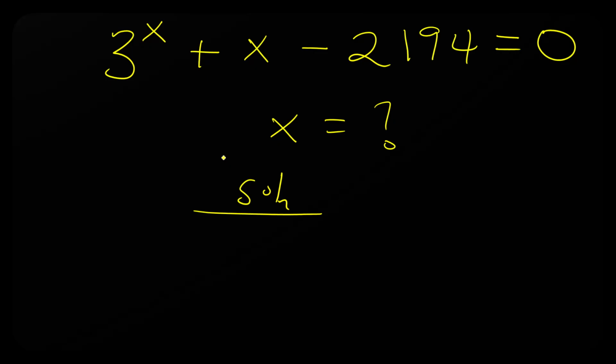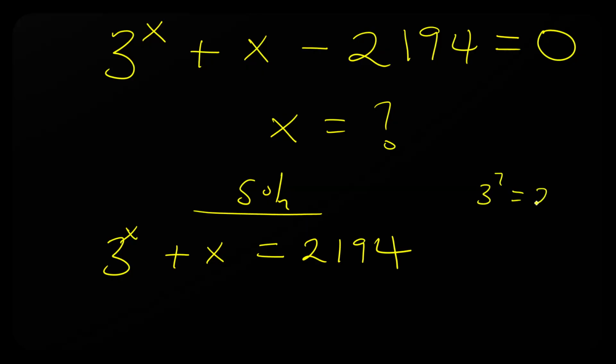All right, now we all know that by inspection, 3 to the power x plus x. Now let's send this one to the other side, 2194. By inspection, if you plug in 7, 3 to the power 7 is 2187 plus 7. So if I add 7 here, it will be 2194, which means the answer here is 7. So how do we work for that 7?